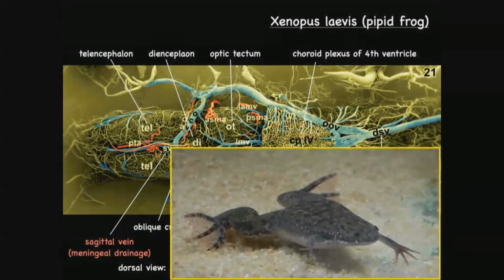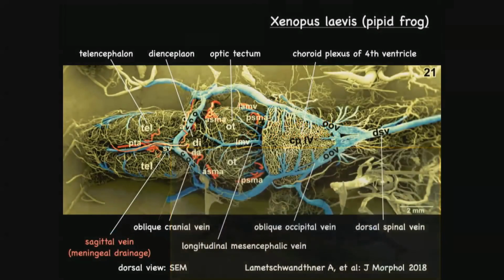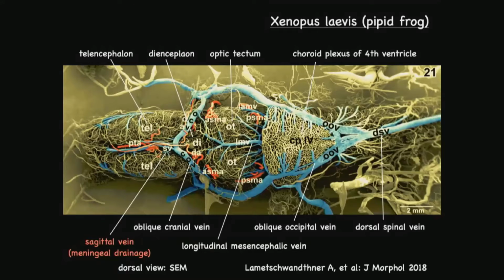This is the Xenopus, the frog, and you can see the dorsal view. Of course, similar to the salamanders, venous flow was collected dorsally, and in this Xenopus, the venous flow was either drained to the spinal veins or internal cerebral veins.